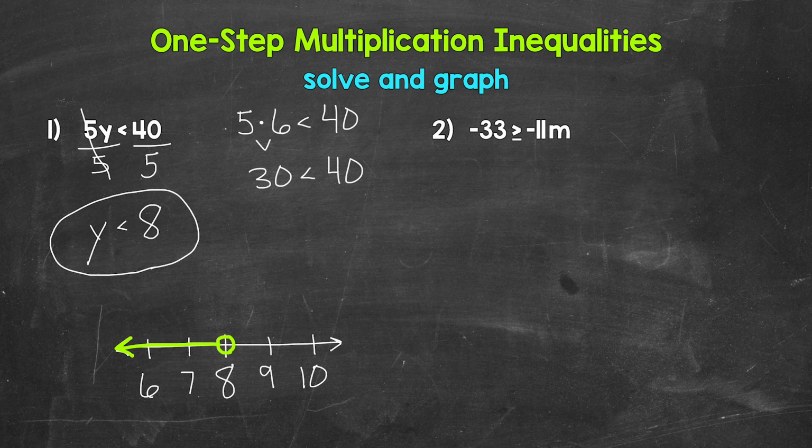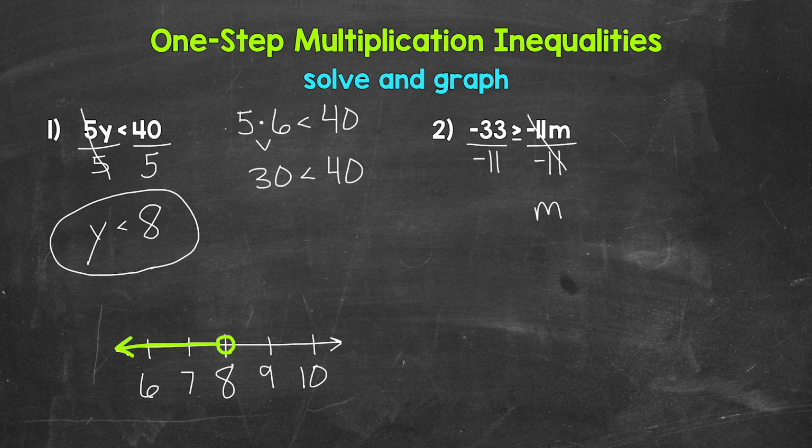Let's move on to number 2, where we have negative 33 is greater than or equal to negative 11m. So we need to undo that multiplication. Let's divide the right side by negative 11. That means we need to divide the left side by negative 11 as well. Now remember, when we multiply or divide both sides of an inequality by a negative, the inequality symbol flips. It changes direction. So as far as the right side, these negative 11s cancel each other out.